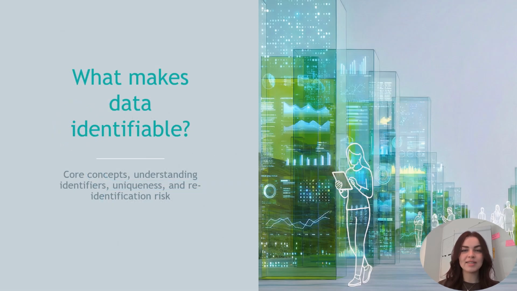This part of the lesson focuses on the core concepts: the kind of identifiers we see in a dataset, why uniqueness matters, and how re-identification risk can survive even when direct identifiers are removed.